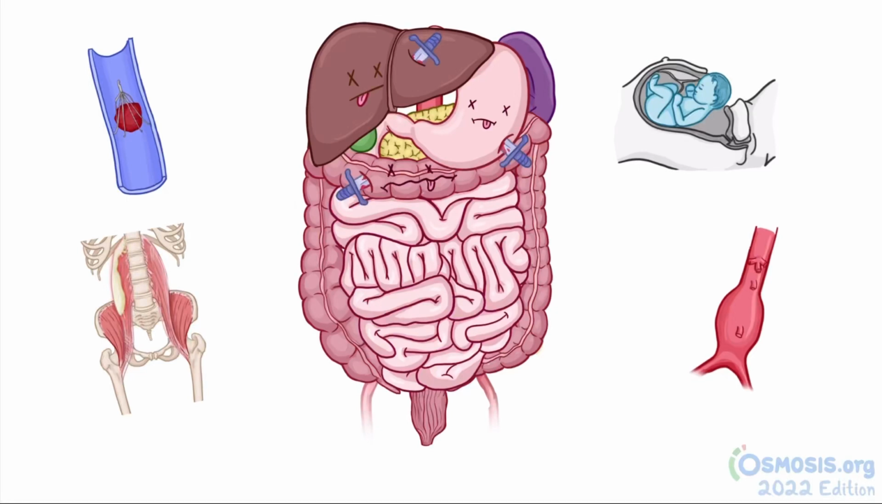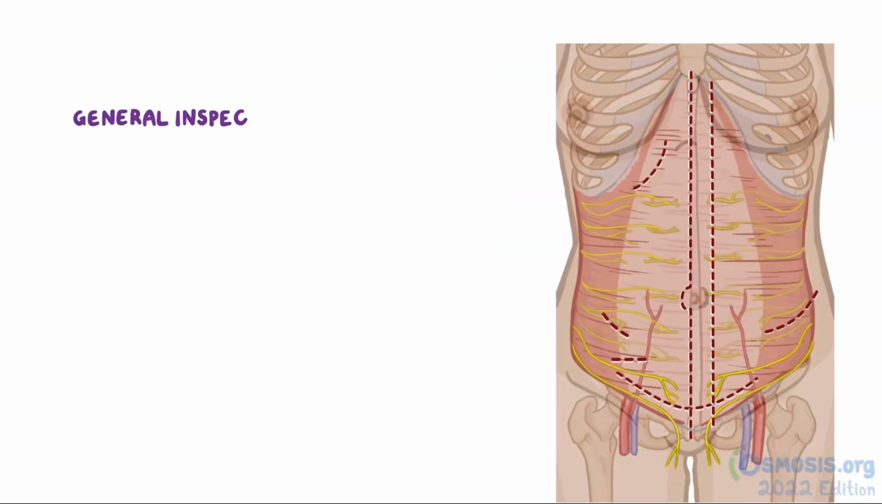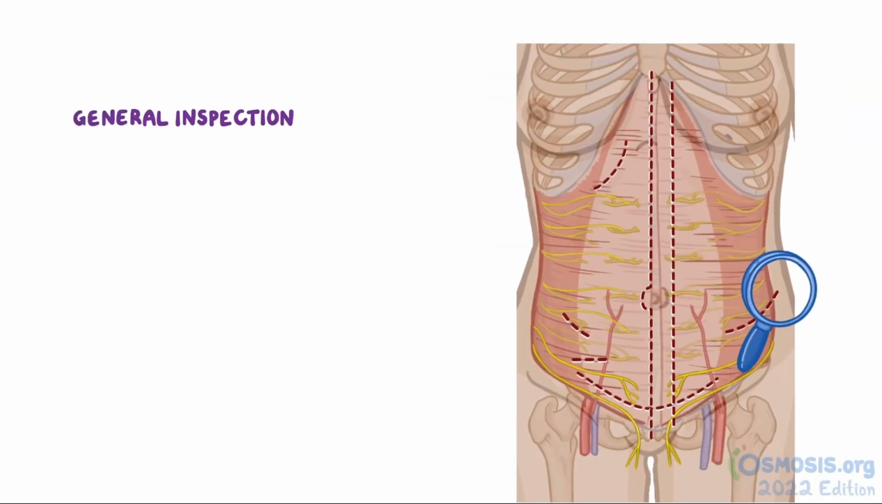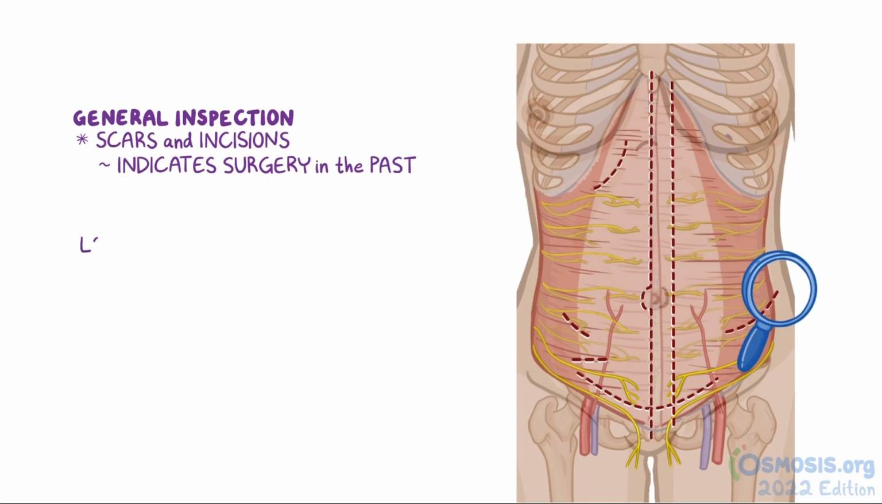So let's get started. When examining the gastrointestinal system, first it's important to do a general inspection of the abdomen, which includes looking for scars and incisions which can indicate what surgeries the patient has had in the past. Typically, the location of the abdominal incision indicates what type of surgery the patient has had.